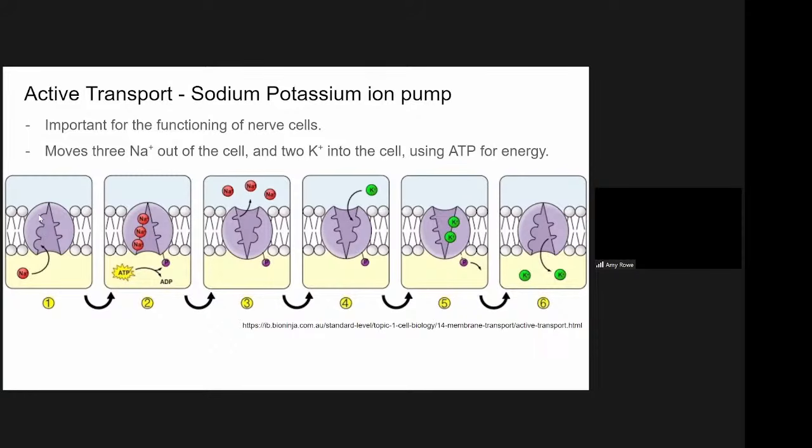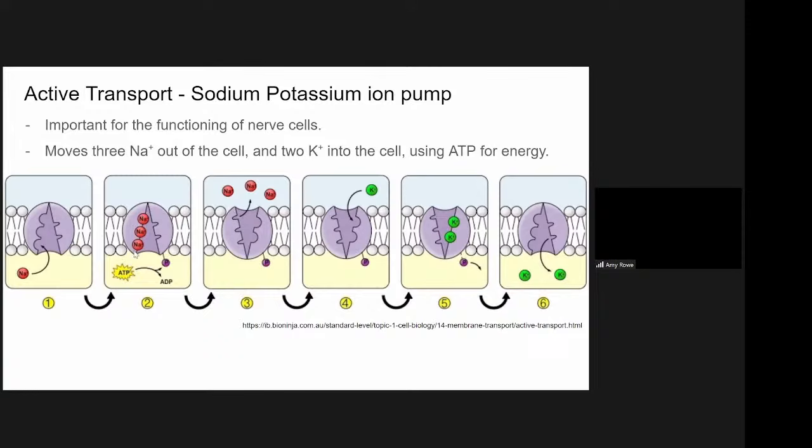And when those sodium ions bind, our protein is now full, and ATP is able to bind to our protein. ATP will transfer one of its phosphate groups onto our protein pump. Okay, so in this way, ATP is turned into ADP by giving one of its phosphate groups to our protein pump. This releases energy and causes our protein pump to change shape.